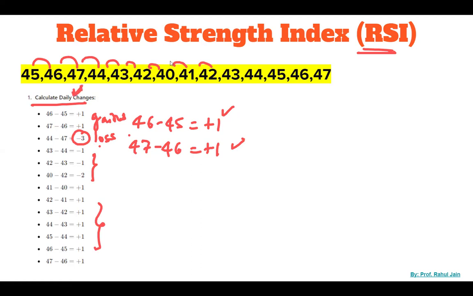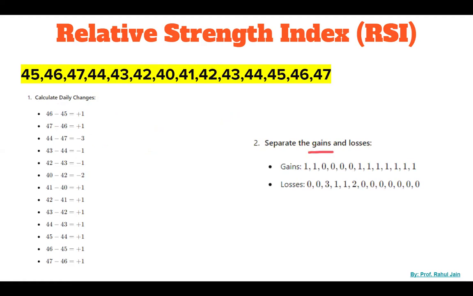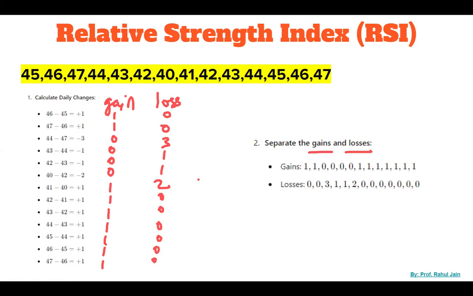That is step one. In step two, we need to separate gains and losses. If it is a gain, separate it, like 1, 1. If it is a loss, make it 0 here: 0, 0, 0. Gain: 1, 1, 1, 1, 1, 1, 1, right? If it is a loss, then 0, 0, because plus means gain, so here it will be considered as 0. Minus 3 means a loss of 3, then 1, 1, 2, and all are gains. I hope the steps are clear, right?